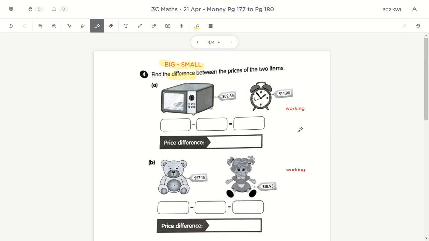So for this whole exercise, I want to see the working, I want to see the regrouping, and I want to see how you align the numbers correctly.